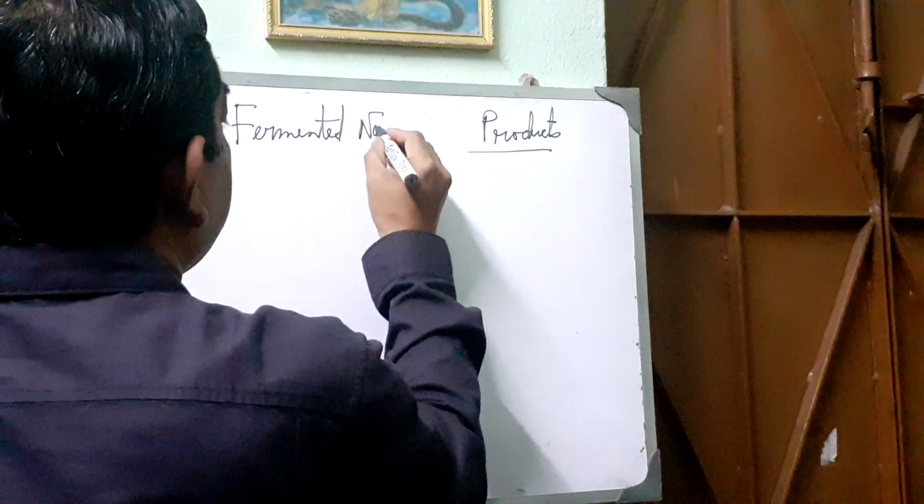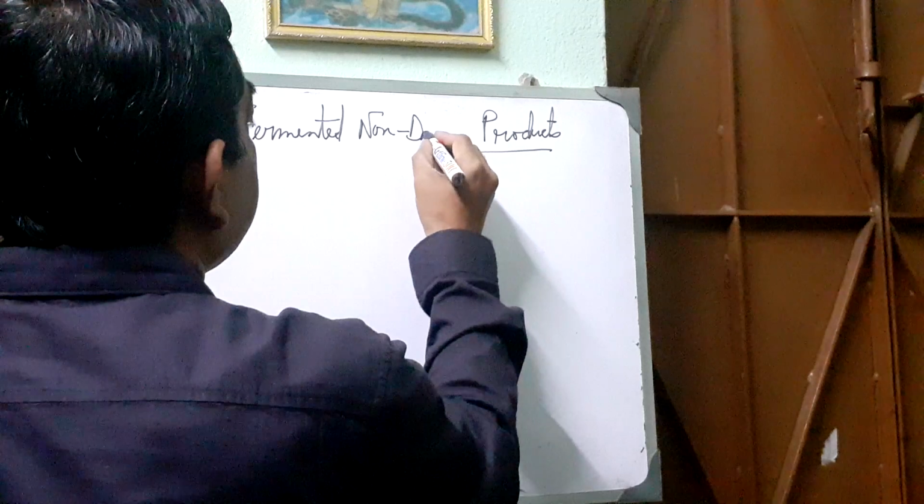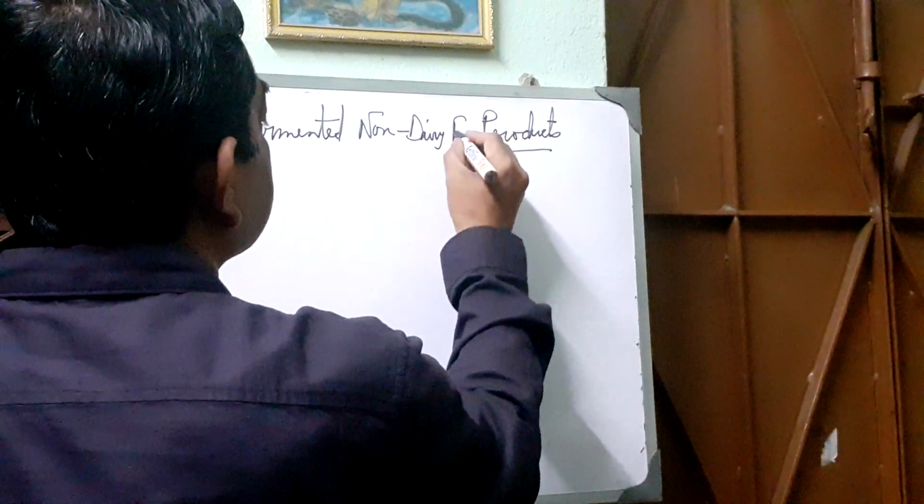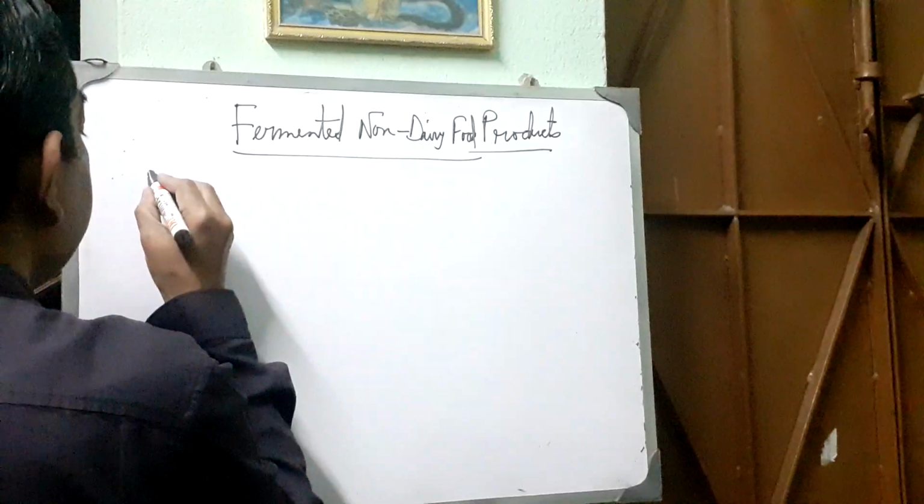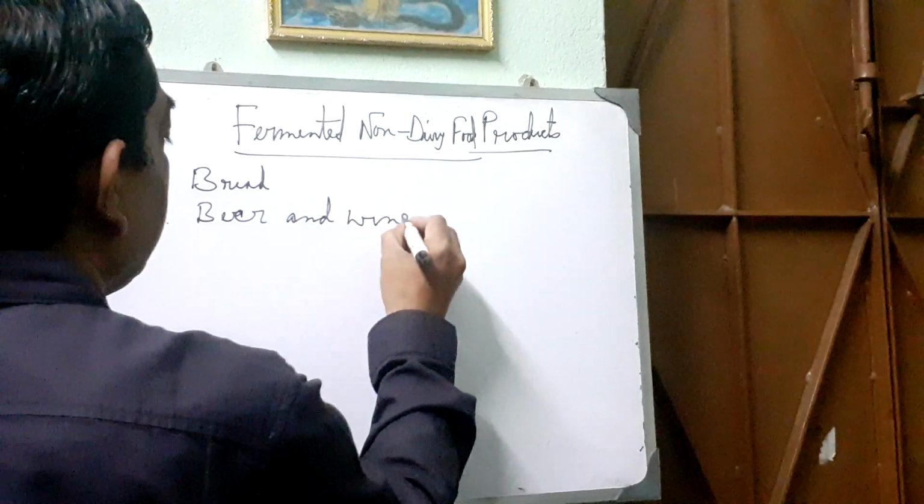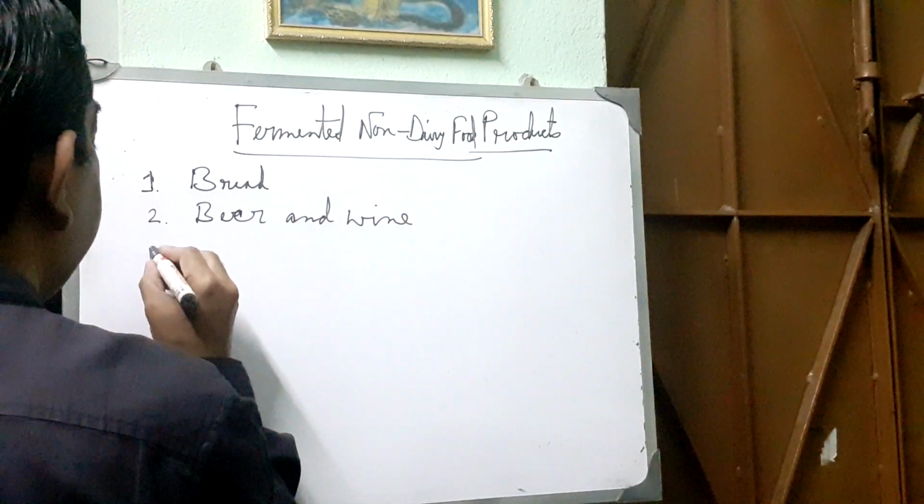Fermented non-dairy food products. Among them, first one, here comes the bread. In bread also, alcoholic fermentation happens. In case of beer and wine, production of beer, there also alcoholic fermentation happens.